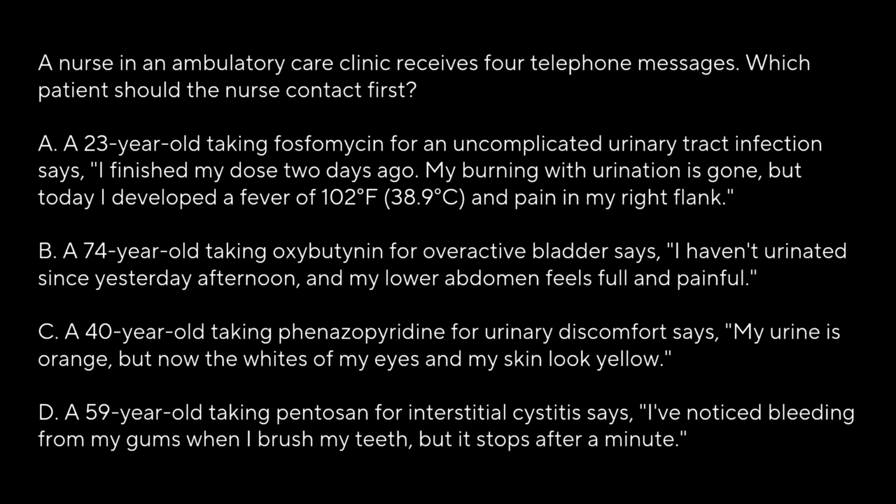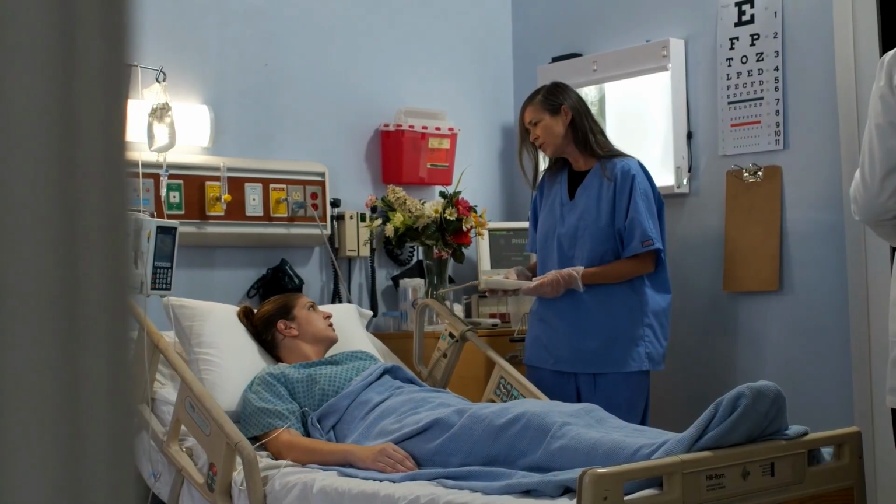In option C, orange urine is expected with Phenazopyridine, but yellowing of the skin and sclera suggests possible hepatic toxicity, a rare but serious adverse effect. This patient needs prompt evaluation, but the patient with complete urinary retention in option B is still at greater immediate risk. In option D, bleeding gums in a patient taking Pentosan are concerning because of the drug's heparin-like effects. However, the bleeding is minor, self-limited, and there are no signs of hemodynamic instability or major hemorrhage. So why is B the priority?